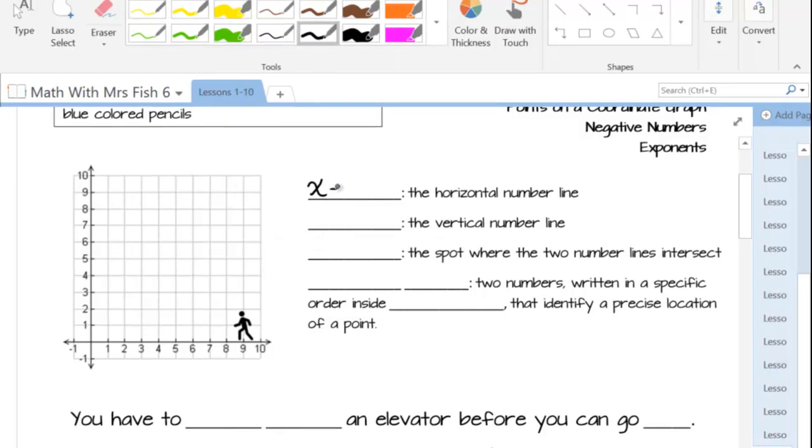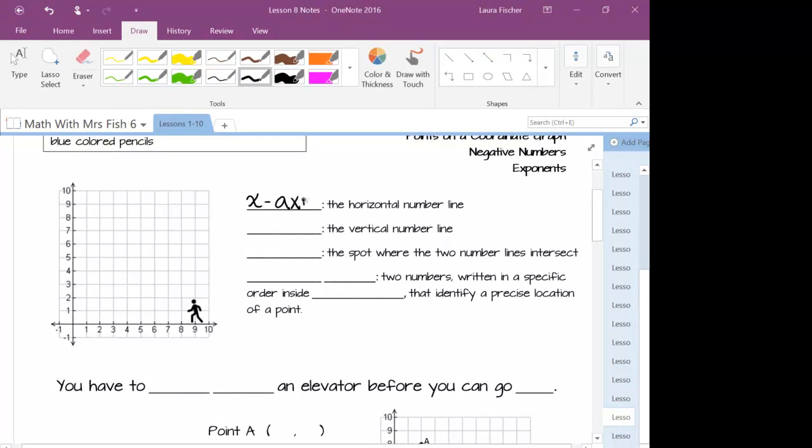X axis is the horizontal number line. And we're going to come down here and we're going to put X axis. You'll notice I write my X for X axis in cursive. It's kind of the standard. The Y axis is the vertical number line. It's the one that goes up and down. So you've got two number lines that are intersecting.